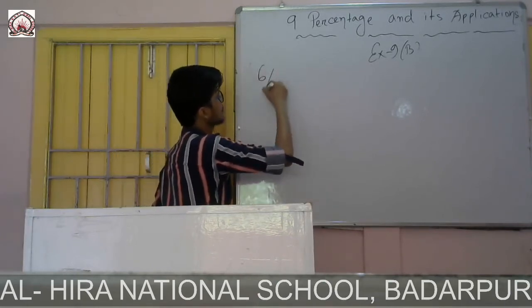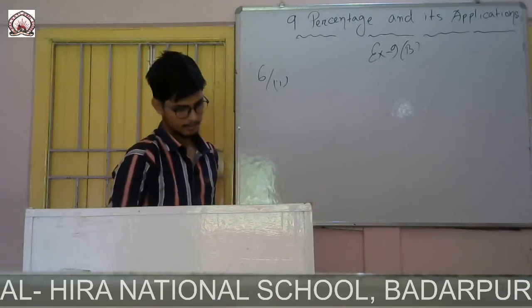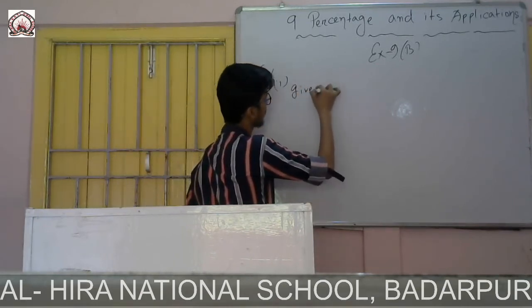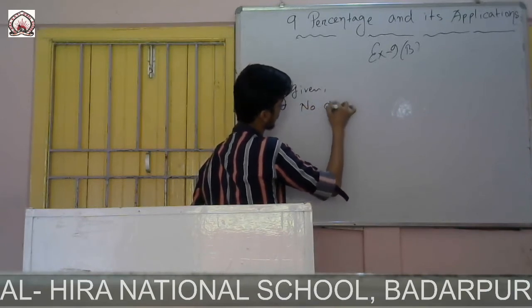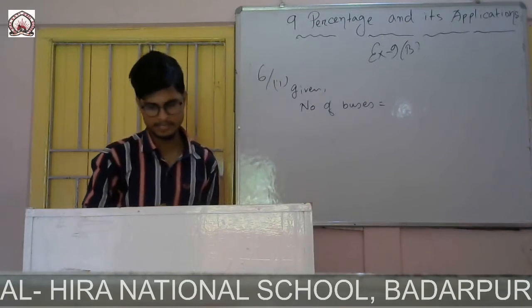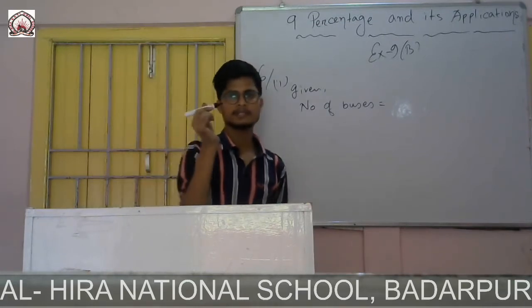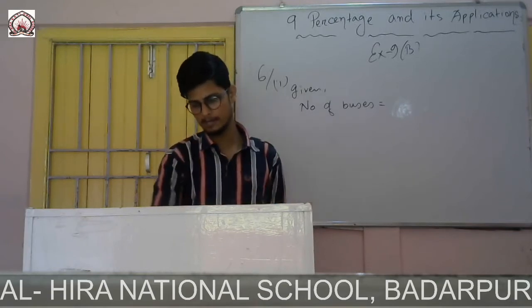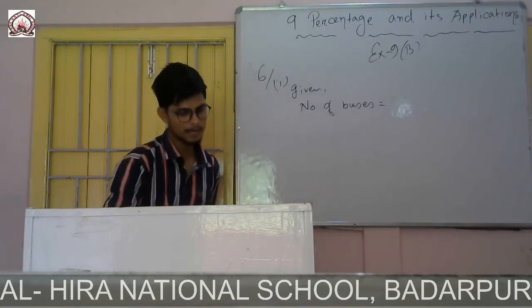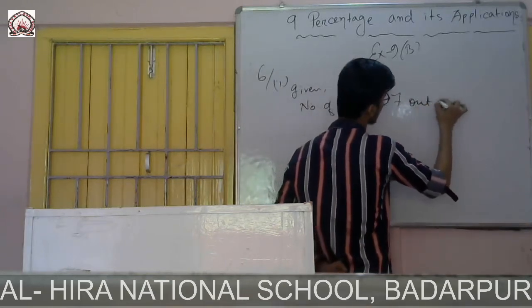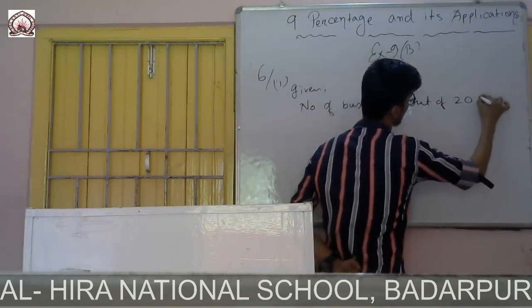So, question number 1. The number of buses is given as 7 out of 20. That means at a certain point, if the vehicles are moving, then out of 20 vehicles, 7 were buses. So 7 out of 20 vehicles.